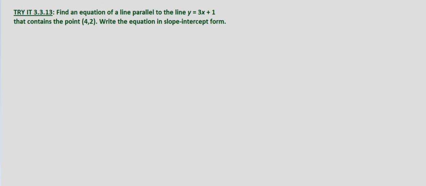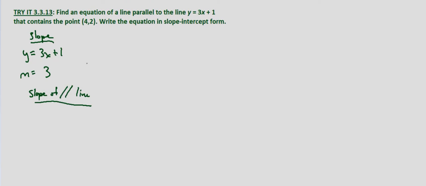So first off, as usual, let's find our slope. We're given y equals 3x plus 1. That means our slope is m equals 3. So that means that the slope of our parallel line is also going to be 3, because parallel lines have the same slope.